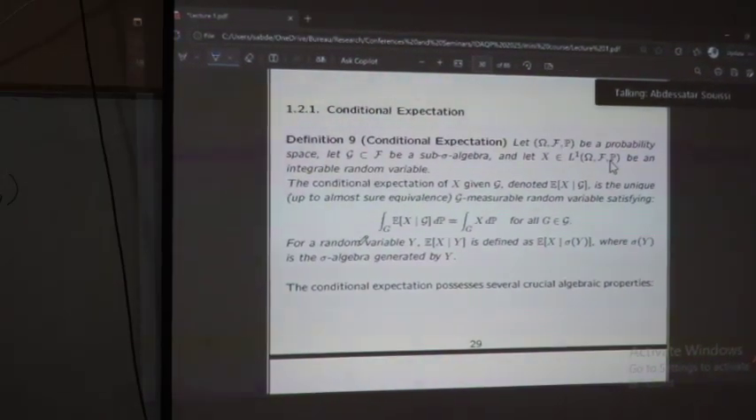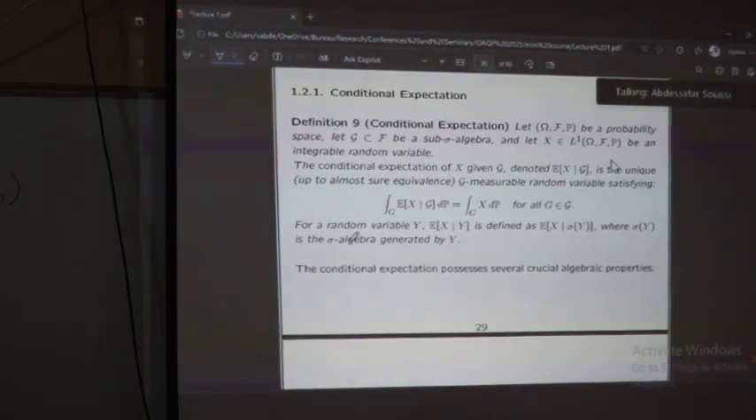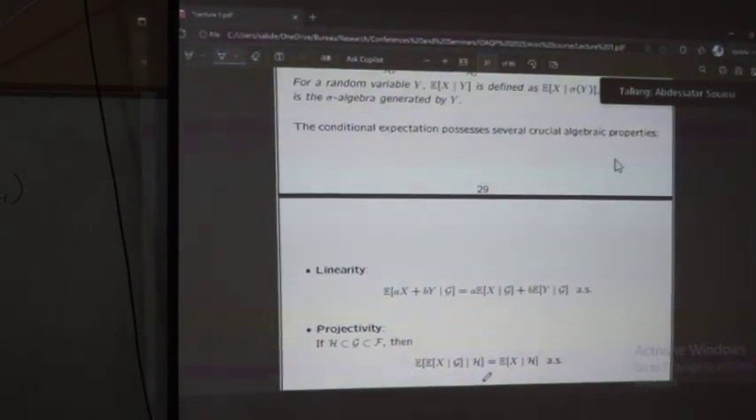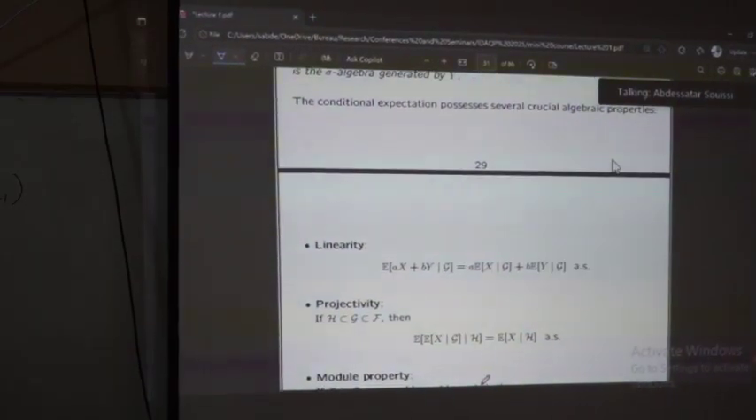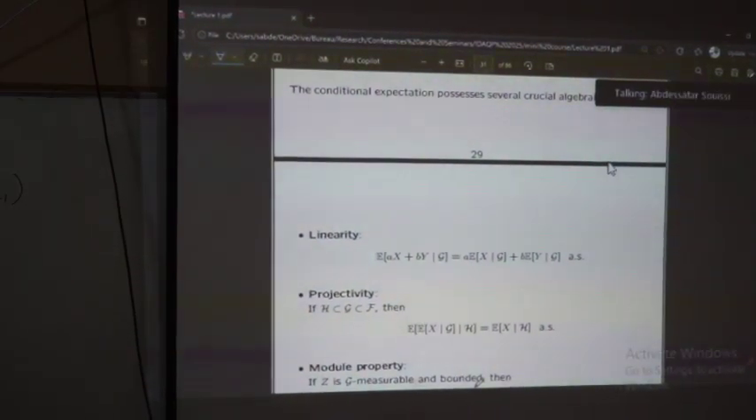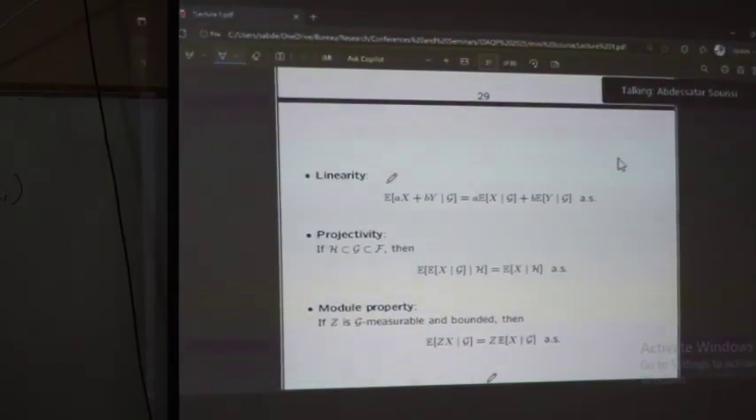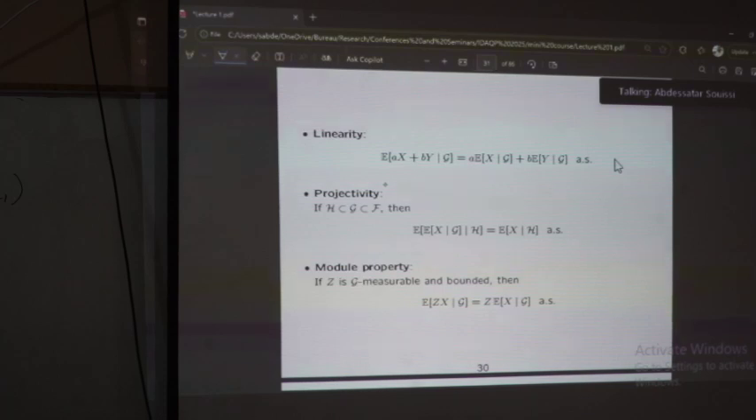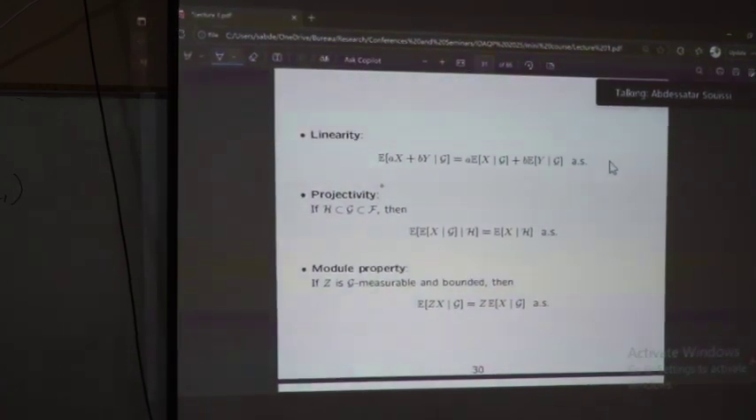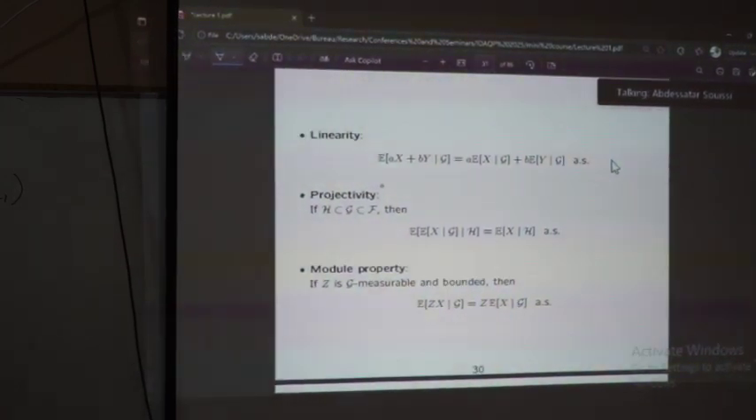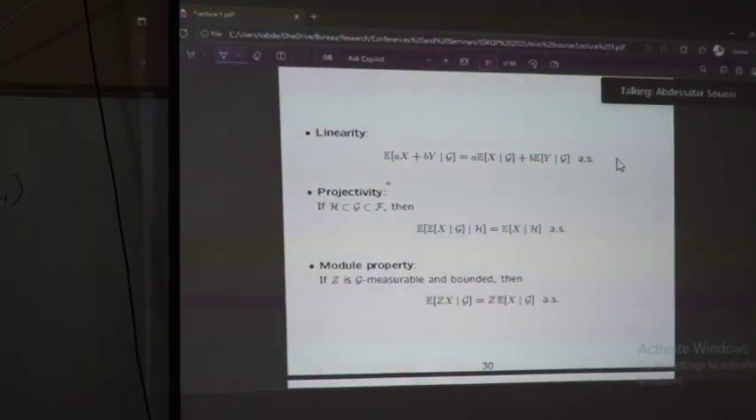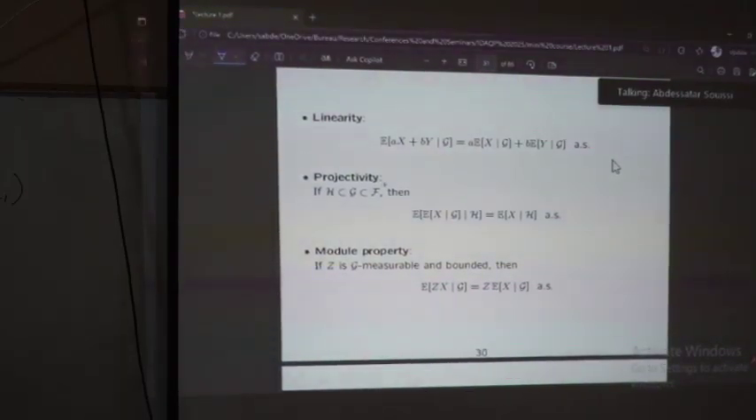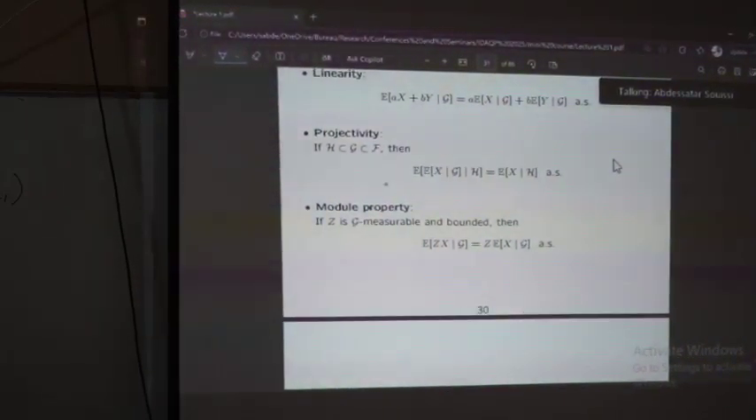What is really important is that conditional expectation can be considered in an algebraic approach, since it's a linear map. Indeed, it's a projection, as you will see. It satisfies linearity, and it's also projective: the conditional expectation given a sub-algebra G, then a smaller sub-algebra H, gives exactly the conditional expectation of X given the smaller one, H. And it satisfies this quite important condition.